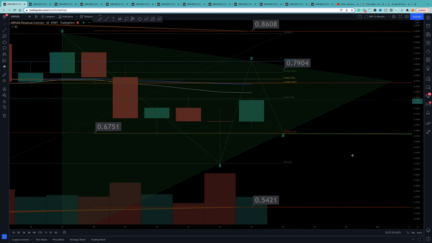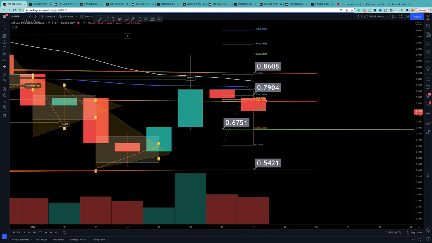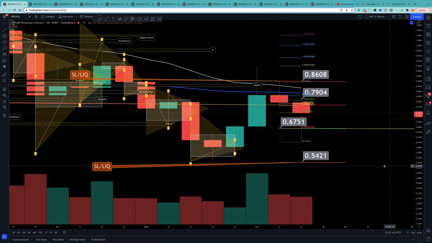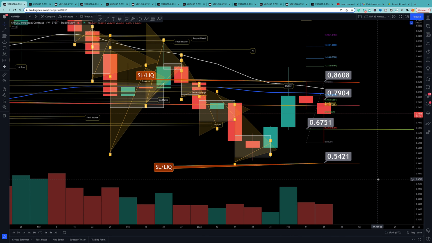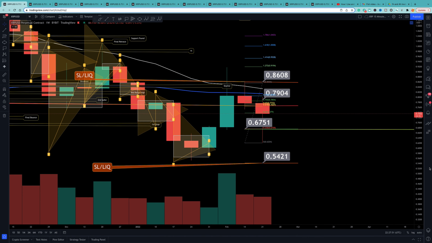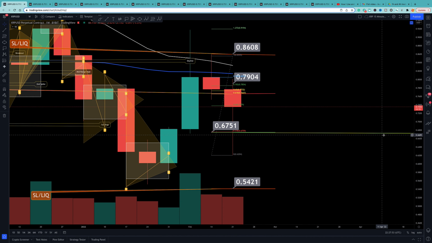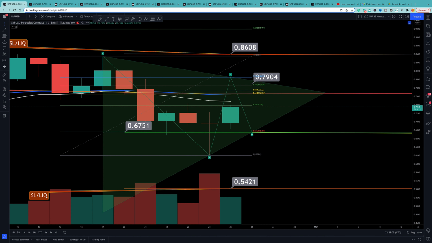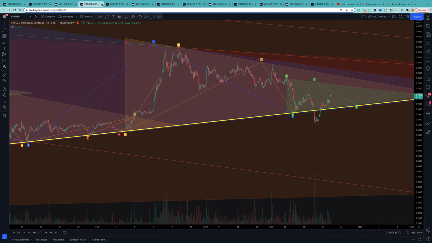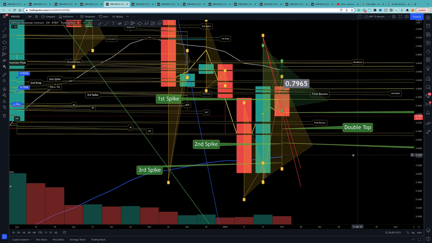So now if I go to the weekly, and I'll pull back down a little bit here. Oh, okay. And look, the triangle is even gone. Okay, now I'll go back to this one.